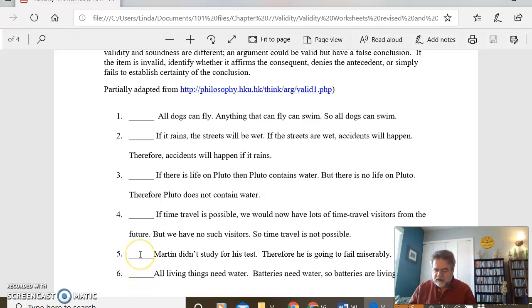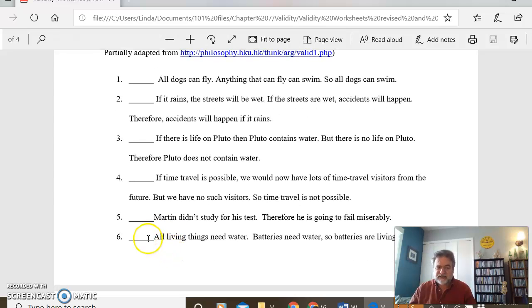5 is invalid. The reason it's invalid is because there's just no certainty to that statement. We don't have enough to go on. Okay, there's no certainty. 6 is invalid. You could put it this way: if it's a living thing, consequent, it needs water. We're affirming the consequent here. Batteries need water, so they're living things. I think my friend Rick had been watching The Matrix when he wrote that.